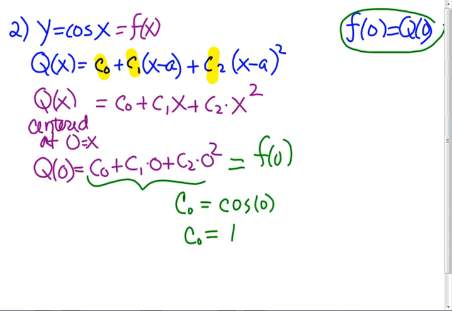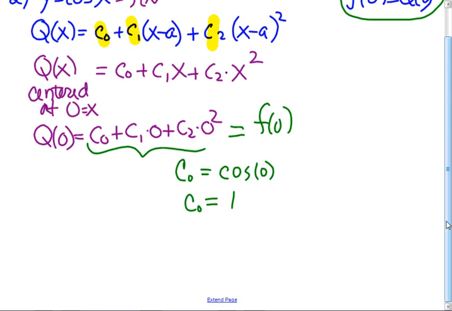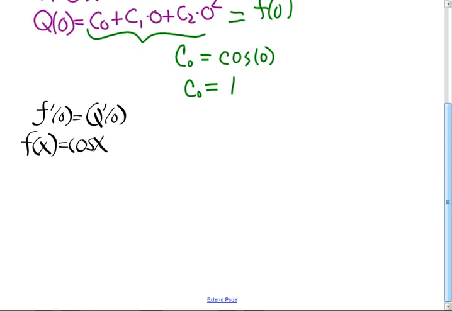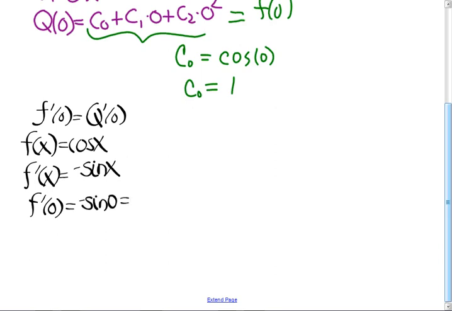Now I want to find c1. To find c1, I'm going to use this fact, that f prime of 0 equals q prime of 0. Now f of x is the cosine of x. What's f prime of x? Negative sine of x. So what's f prime of 0? Negative sine of 0, which is 0.